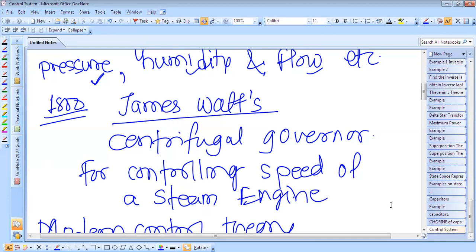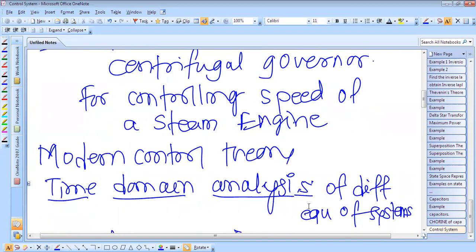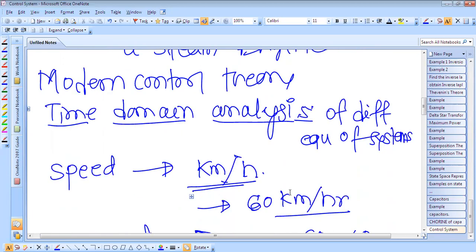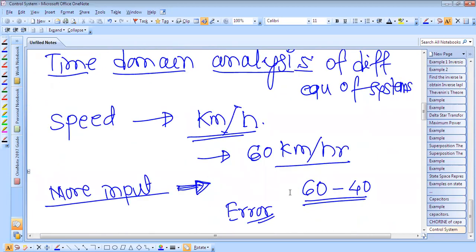And we have seen how the control system evolved, and the modern control theory, which is again based on the time domain analysis of the differential equations of the system. And we have seen how a control system consists of different components connected in such a way as to direct, regulate, or command the behavior of another system.